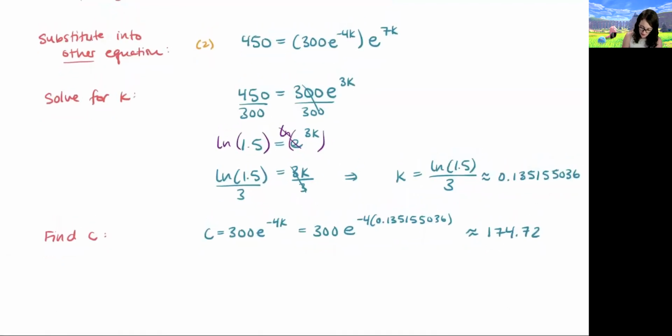So remember, in the end, we want to build this model. That's what we're looking for. So it's going to be y equals Ce to the kt.